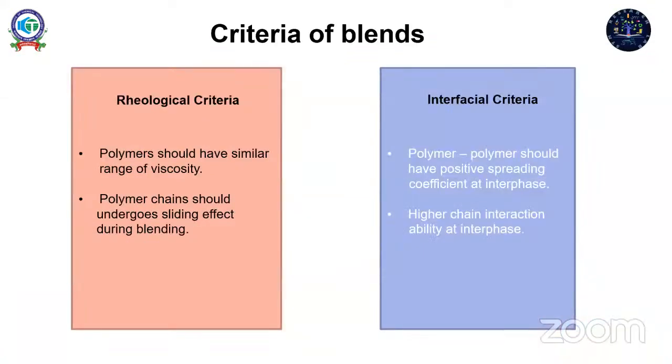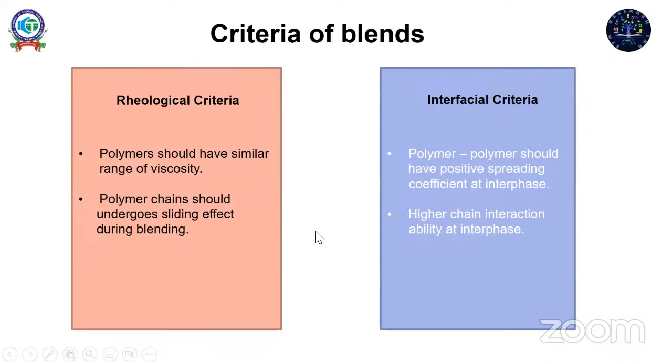Now, there are some criteria for blends, like rheological criteria and interfacial criteria. Rheological criteria is nothing but the flow criteria, or the viscosity associated with the materials. For rheological criteria, the polymers which are going to be mixed together should have a similar range of viscosity. And the polymer chains which undergo the blending should have a sliding effect. The different polymer chains should slide along each other.